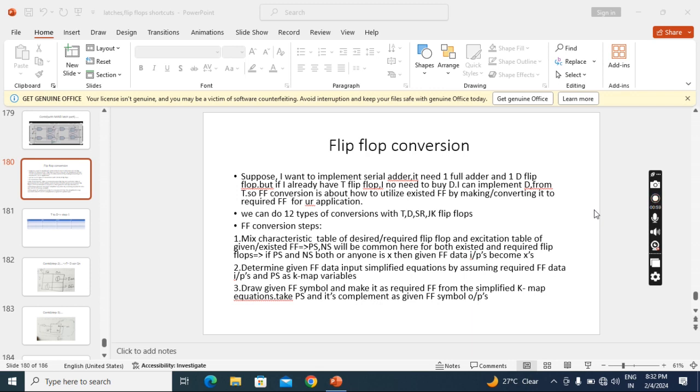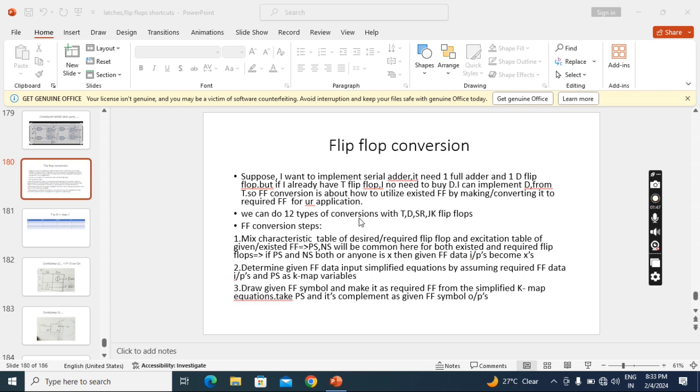So the flip-flop conversion is about how to utilize the existing flip-flop by converting it into the required flip-flop. That's the intention. We can do nearly 12 types of conversions. We can do T to D and vice versa, T to SR and vice versa, T to JK and vice versa. Then D to SR and vice versa, D to JK and vice versa, SR to JK and vice versa. Total 12 conversions we can do. We have two names: the given or existing flip-flop, and the required or desired flip-flop.